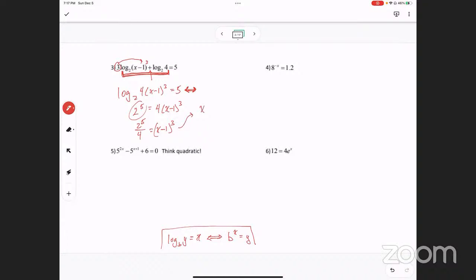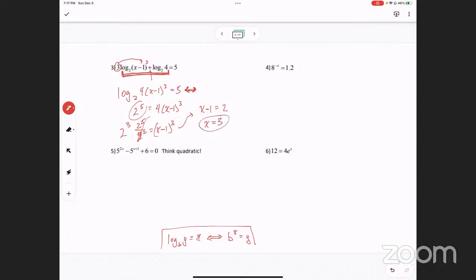Well, we don't have 8 anywhere. Oh, we do have 8. I'm so sorry. This was 2 to the 2nd. You're right. So that's actually just 2 cubed. Very good. I didn't even see that for some reason. So now we have x minus 1 equals 2, which means x equals 3.